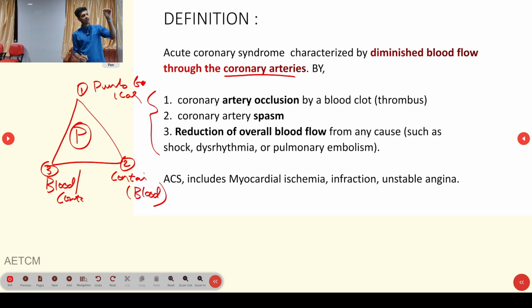Here we mentioned coronary artery occlusion and coronary artery spasm, which means a problem in the container. Shock or dysrhythmia means a problem in the pump. So if there is any problem in the three systems, that will affect the perfusion. Acute coronary syndrome includes myocardial ischemia, infarction, and unstable angina.